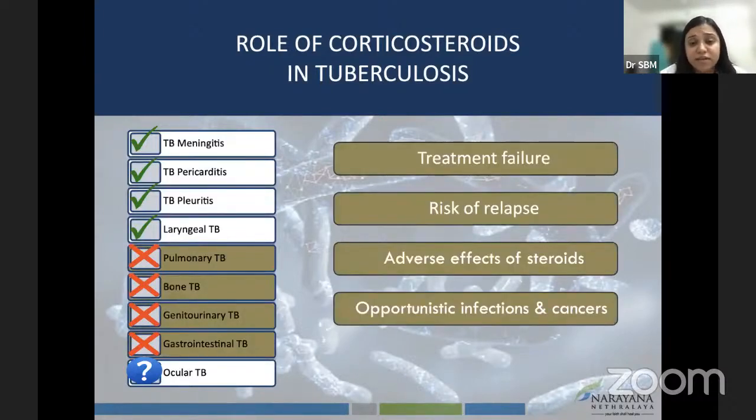Similarly, where it is contraindicated, it is because of fear of risk of treatment failure, risk of relapse, the adverse effects of steroids, and the risk of opportunistic infections and cancers, especially in immunosuppressed individuals.